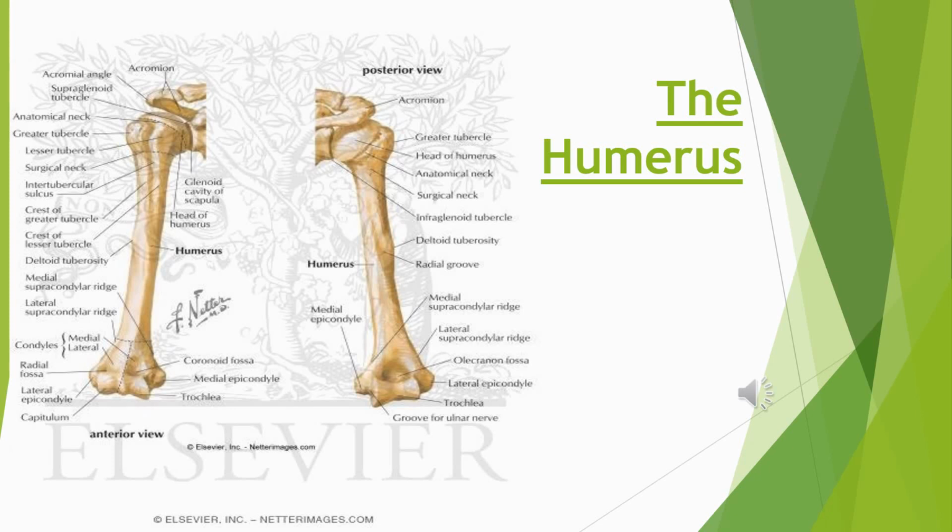Now moving to the posterior view of the humerus, there's only one really big anatomical feature, or maybe two anatomical features that I really want to point out, and that is the radial groove, which is located in the center of the posterior view of the humerus. The radial groove's significance is that it contains the radial nerve. So damage to this groove will lead to radial nerve palsy, and radial nerve palsy basically means the effects that happen when your radial nerve is damaged.